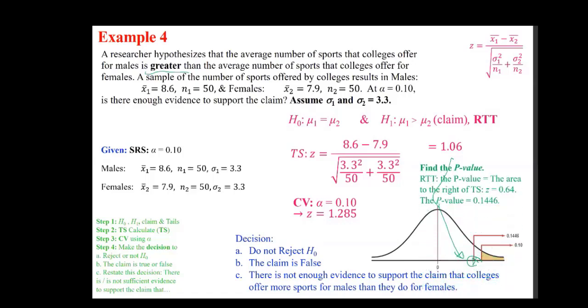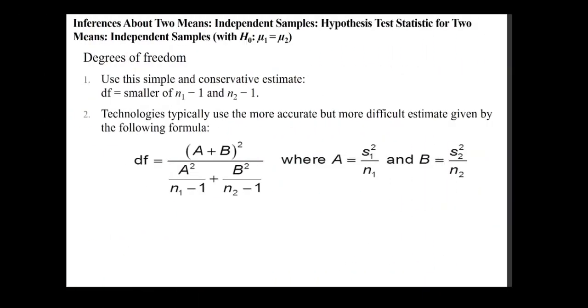Finding the p-value is the area to the right of test statistic. Z equals 1.06, and it's 0.1446, which is way larger than the choice of alpha, which is 0.1. Therefore, we get to the same decision, which is do not reject H0.